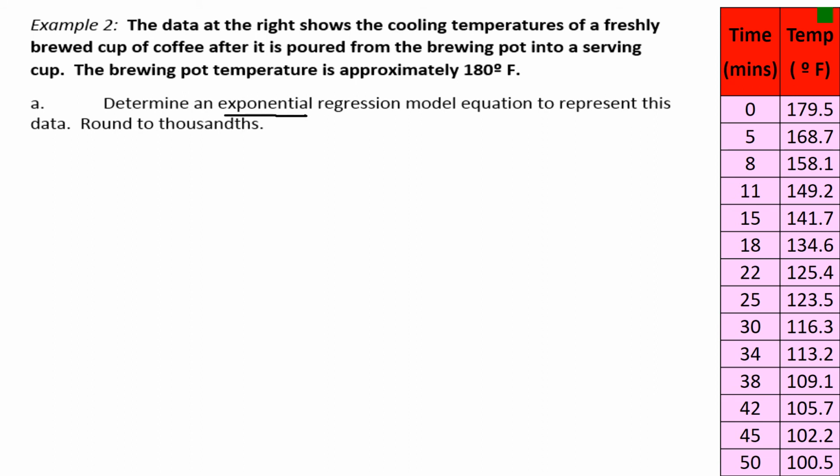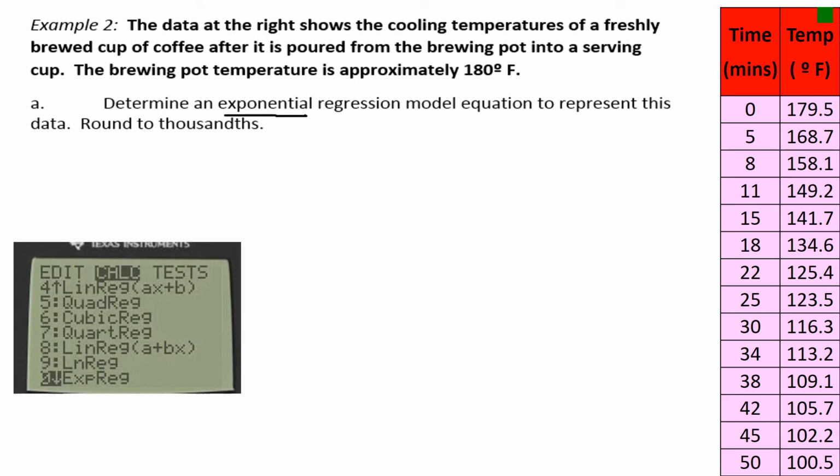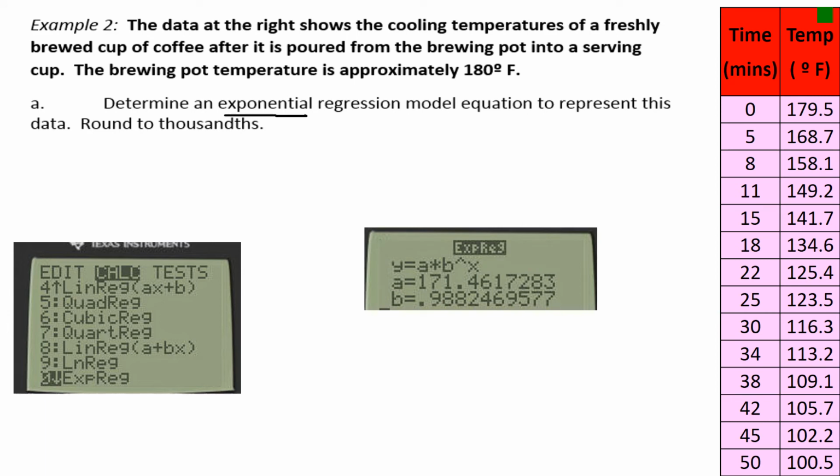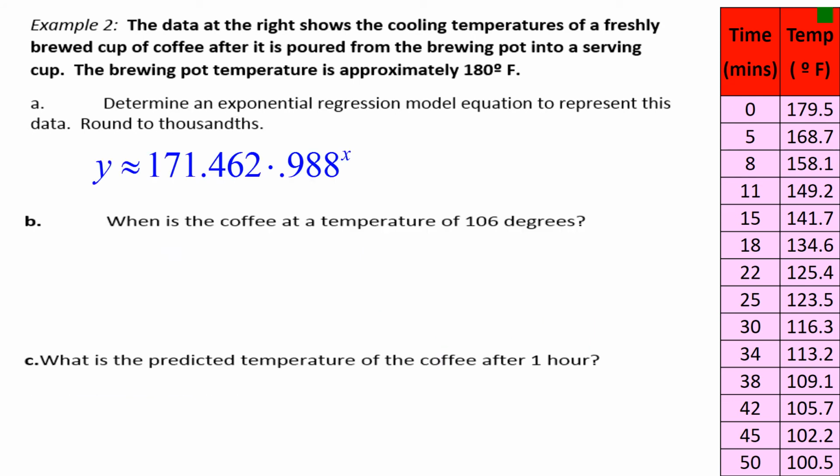Okay, now that you have your data in the calculator, we are going to do the same thing. We're going to go to Stat, Calc. However, this time we're going to go to the exponential regression model. When we do that and hit enter, they tell us how the model should be written: Y is equal to A times B raised to the X power. So we're going to go ahead and write our equation. So we're ready to answer some additional questions. It says determine an exponential regression model that represents the data. Voila, here it is, we've done it.